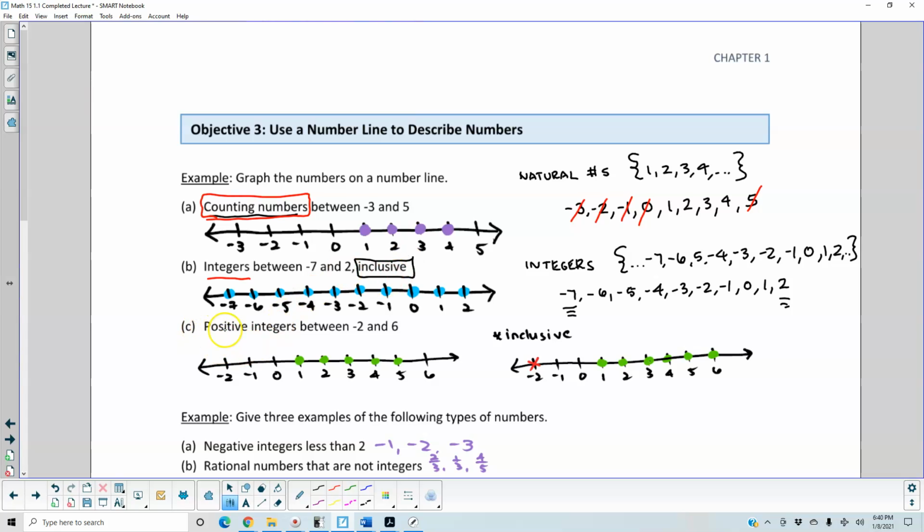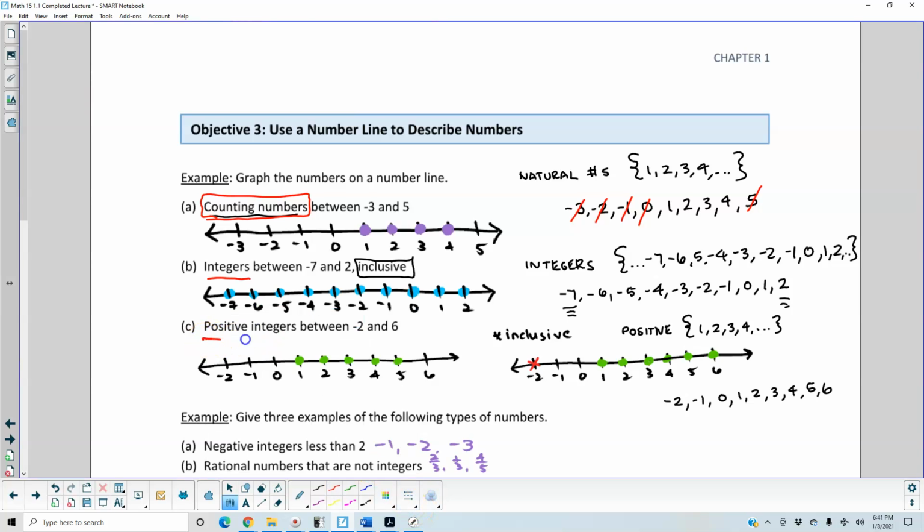In part C, it says the positive integers between -2 and 6. So what are the positive integers in between -2 and 6? So let's take a look at that. What are all the positive numbers? Well, the positive numbers start at 1, 2, 3, 4, and they keep going, right? So if we take a look at these numbers, we have -2, -1, 0, 1, 2, 3, 4, 5, and then 6.